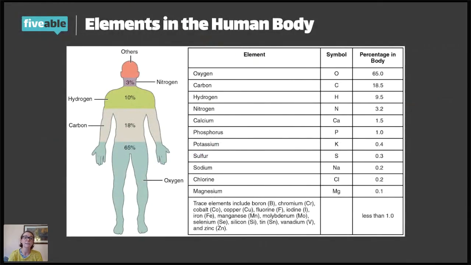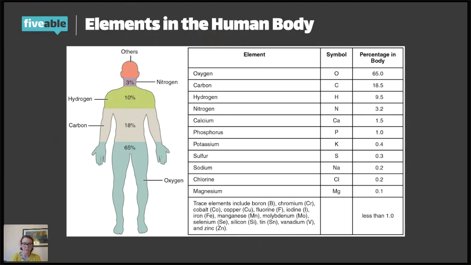Okay, so now specific to the human body, because obviously as biologists, this is what we care about most. You can see a list of elements in the human body. 65% of our body is actually oxygen. Then we have 18.5% carbon, about 10% hydrogen, and then you can see the rest are pretty small. So mainly oxygen, carbon, and hydrogen.